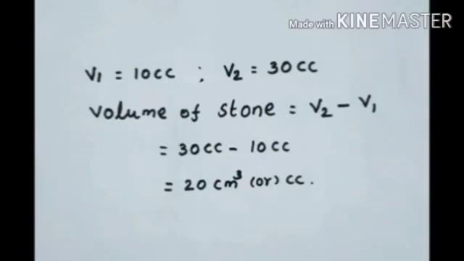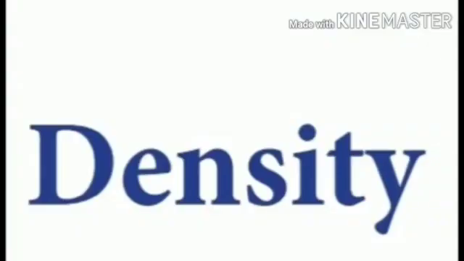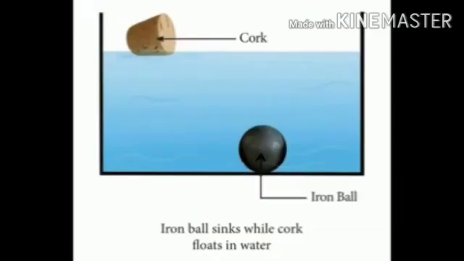Formula for volume of stone equals V2 minus V1. 30 minus 10 equals 20. Therefore, volume of stone equals 20 centimeter cube. Next topic, density. Children, first we see the activity.